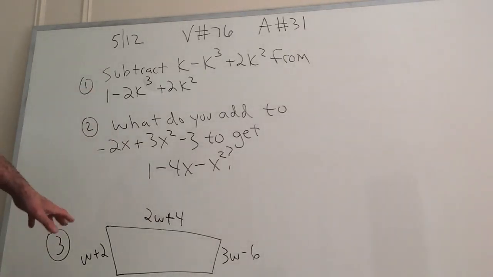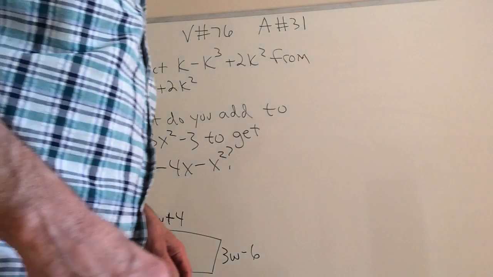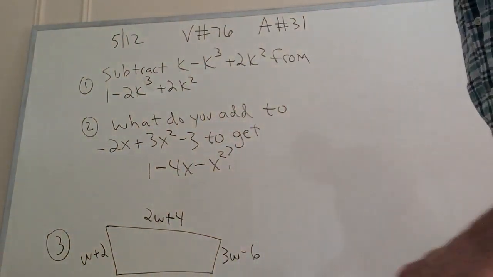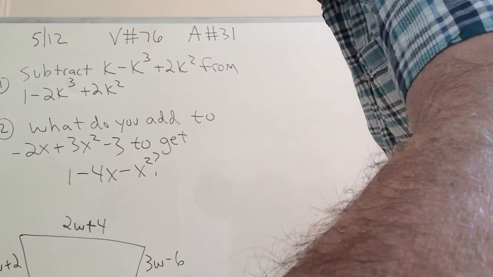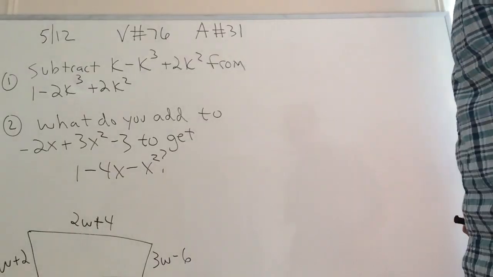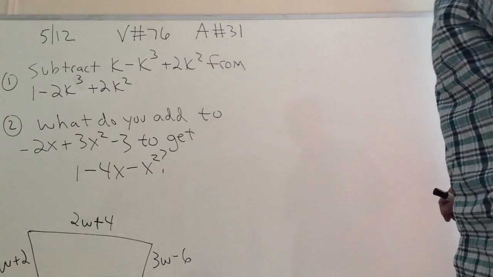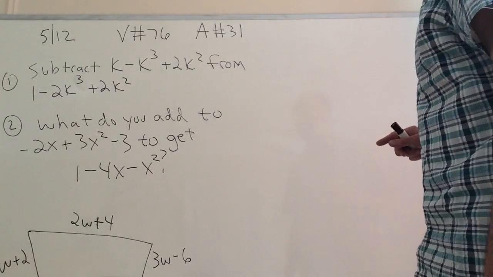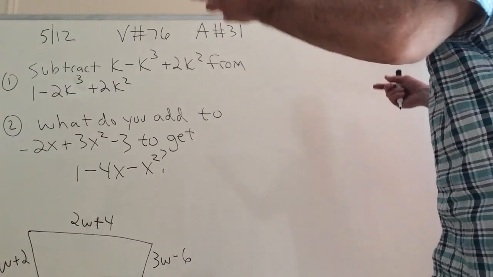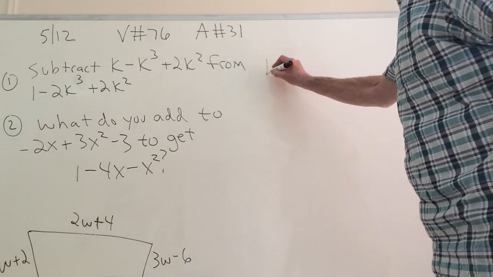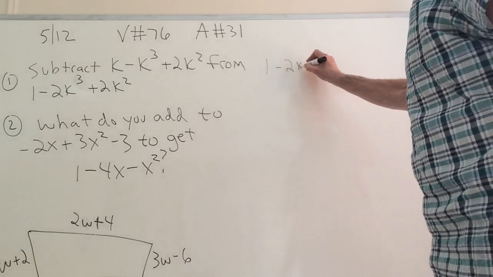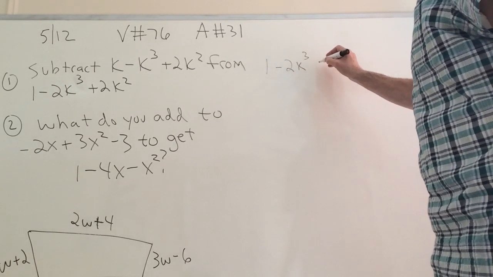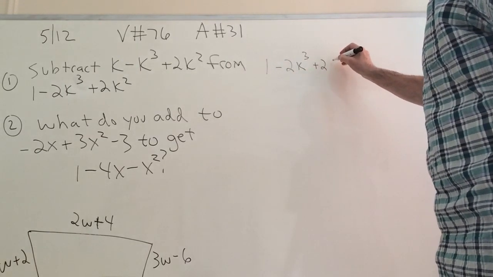Okay, so as promised, we're going to go over all these three problems and make sure that we've done them twice, much as we would do in class. And the first one has been explained to you, but I'll do it again anyway. It says subtract k minus k cubed plus 2k squared from. So again, you were taught to write out what you're taking from.